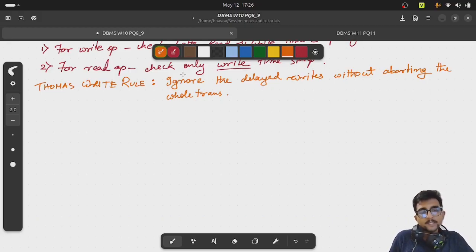So Thomas Write rule says that ignore the delayed writes. I will not roll back because of this delayed write. I will just ignore that. I will not execute it. That write will simply not be executed. It will be ignored, and then we will proceed with the other instructions within the T3 transaction. So we will proceed with the transaction. We will not roll back or abort, but we will ignore that particular write.